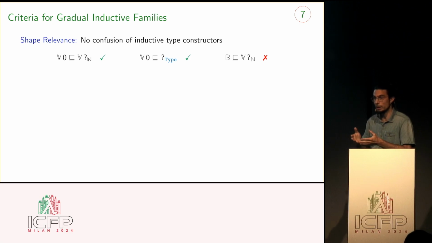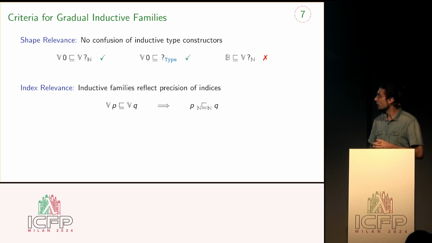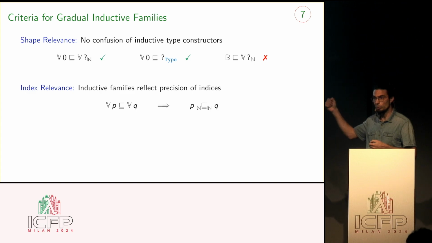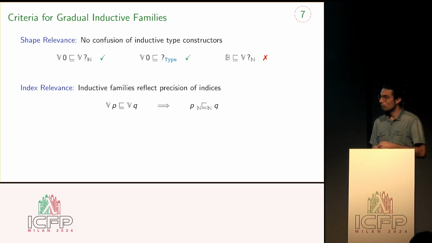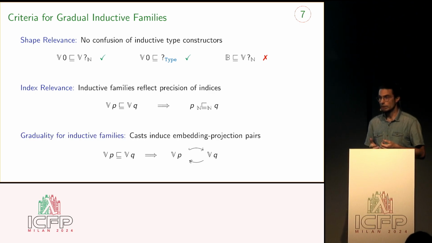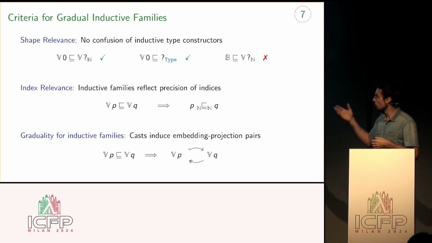But actually, if we look at classical encodings in a gradual setting, we can get such results. The second criterion is called index relevance, and it says that indices should actually be relevant for precision, meaning that if vectors at P are more precise than vectors at Q, then P itself should be more precise than Q at natural numbers. The third criterion is, of course, graduality. We would like the inductive family for vectors, for example, to respect this embedding-projection property.